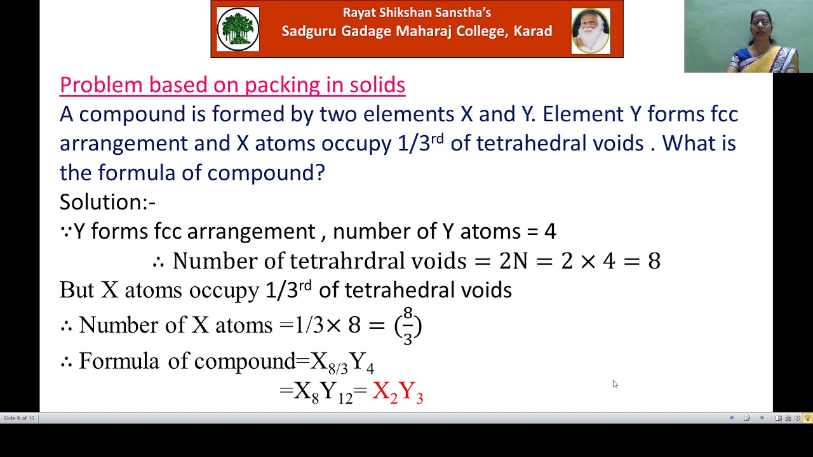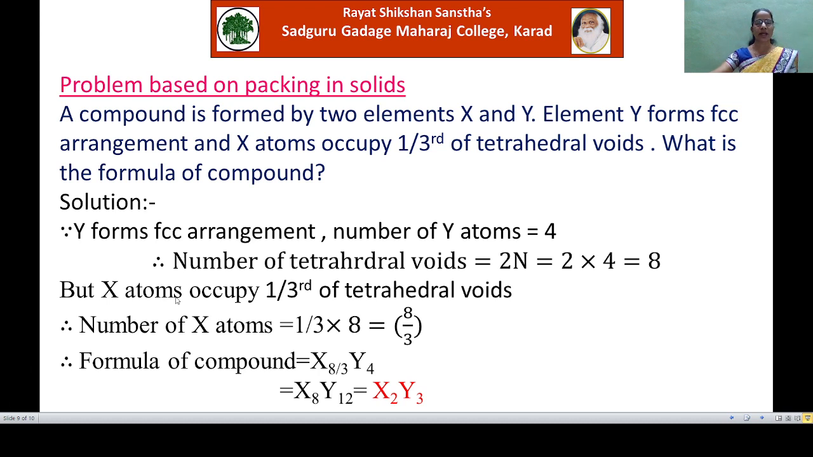Here first see the element Y forms FCC arrangement, and hence the number of Y atoms will be 4. We know that for FCC arrangement the number of atoms per unit cell is 4. The X atoms are occupying 1/3 of the tetrahedral voids. So here we have to determine first the number of tetrahedral voids. We know the formula: number of tetrahedral voids is equal to 2n, that is equal to 2 into 4. So it will become equal to 8.